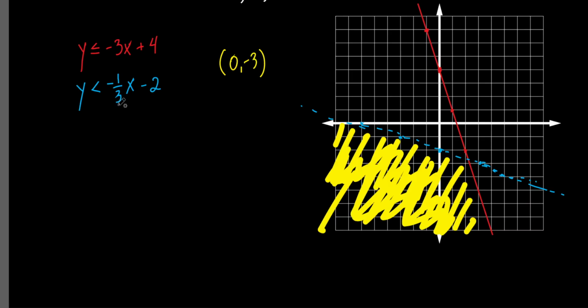Let's put the same point in for the blue one. Put in 0 for the X, so that's 0. Y is -3. Is -3 less than -2? Yes, it is. All right? So it works, doesn't it? So any point, okay, I just picked one. I just picked an easy one, that point right there, okay? But any point in that shaded region will work.